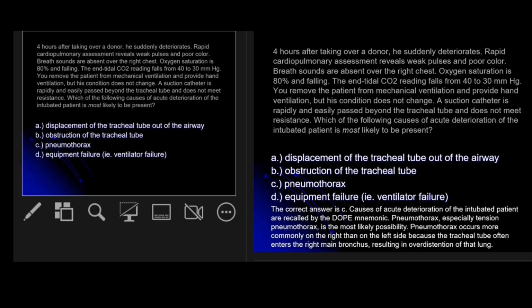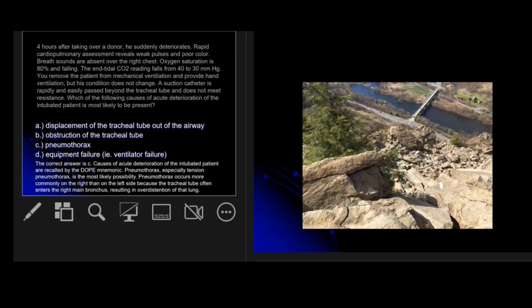And why do we say that? He doesn't have any breath sounds on the right side. His sats are dropping, and no breath sounds on the right side. But the catheter passes easily, so there's no obstruction. And what about displacement of the tracheal tube out of the airway? You have an end-tidal CO2 reading, okay? So this is where, are you guys familiar with the DOPE mnemonic, D-O-P-E? You may or may not be, but this is a nice thing to think about when you're finding yourself in a circumstance where you're not sure what's going on.